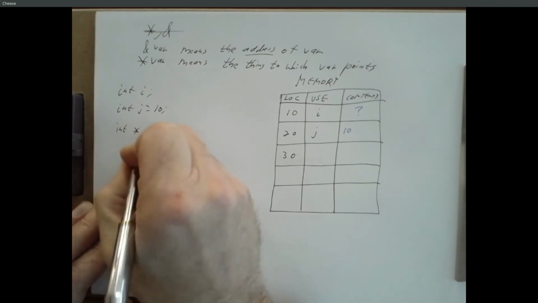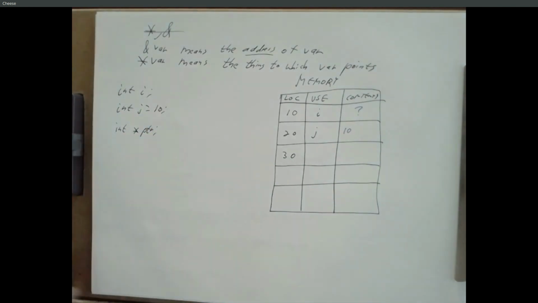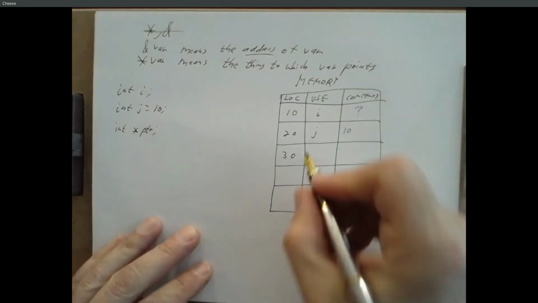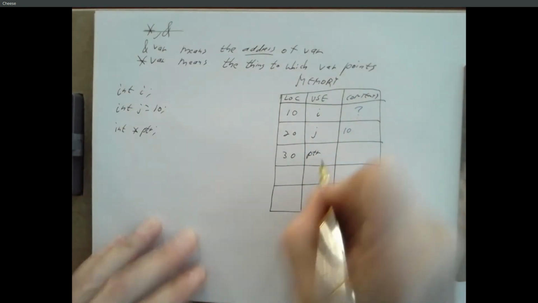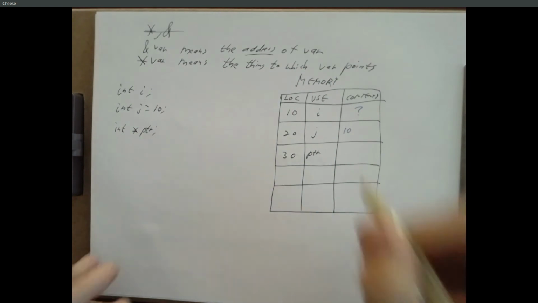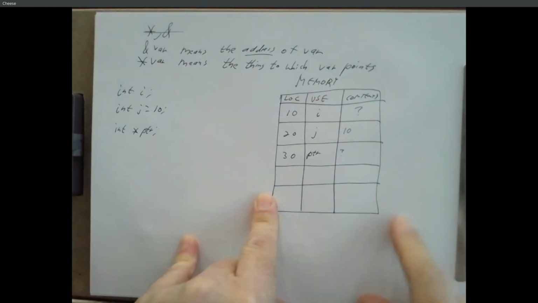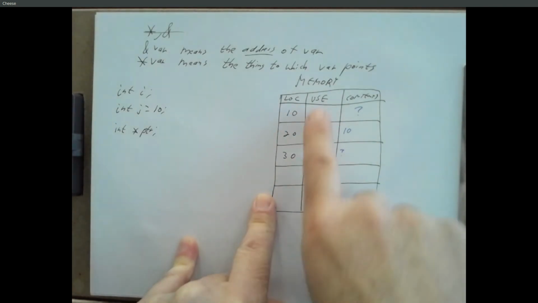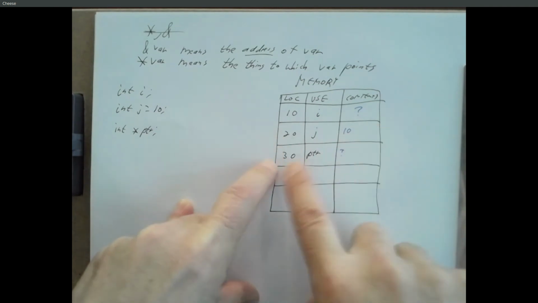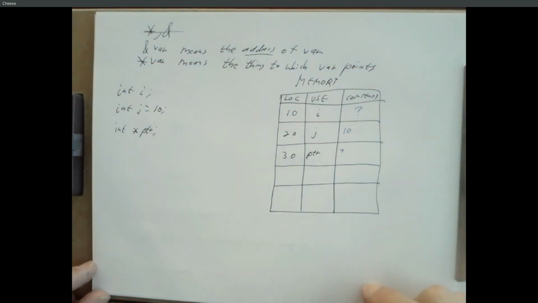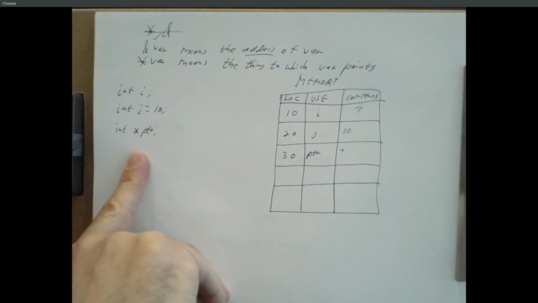And then let's have an integer star pointer. And you can guess where the system wants to store that. Let's go ahead and put that at location 30. And we don't know where that's pointing. Okay, so this is a memory map. The use column is just for us, to remember what we're doing with these locations. Location 10, don't know what it has. 20 has a 10. 30, don't know what it has. That's what the memory might look like after these three statements.